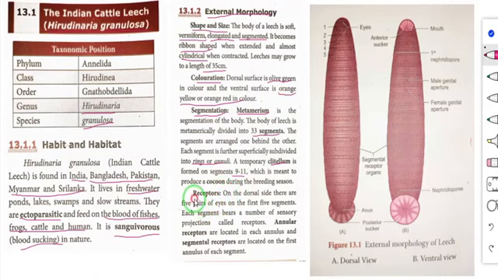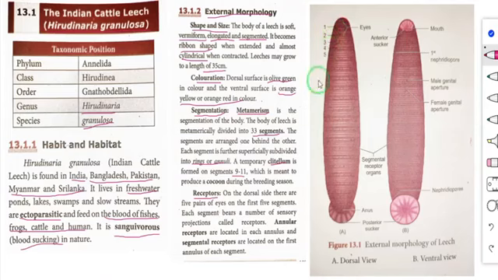The next one is receptors. On the dorsal side, there are 5 pairs of eyes on the first 5 segments. Receptors, that is the eye. So on the dorsal side, there are 5 pairs of eyes present. How many pairs of eyes? 5 pairs of eyes are present in the dorsal side, in the first 5 segments, 1, 2, 3, 4, 5. So in each segment, 1 pair of eyes is present.